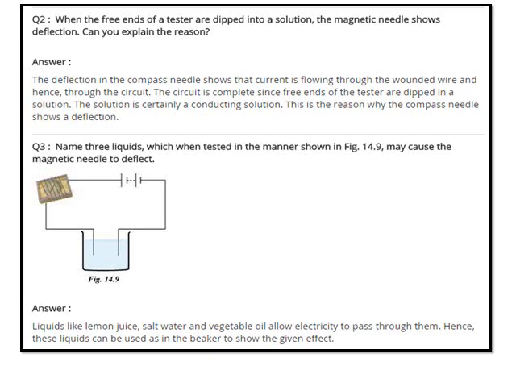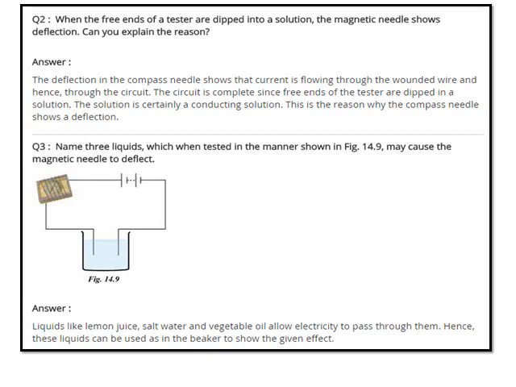So, the deflection in the needle means there is a flow of current in the circuit. When there is a flow of current in the circuit, it means the liquid which you have taken must be a conducting liquid. That's very simple.